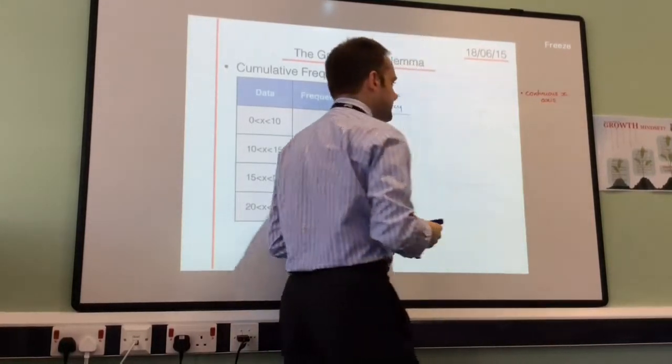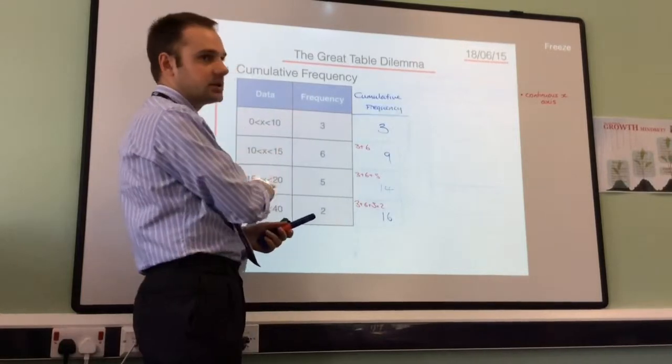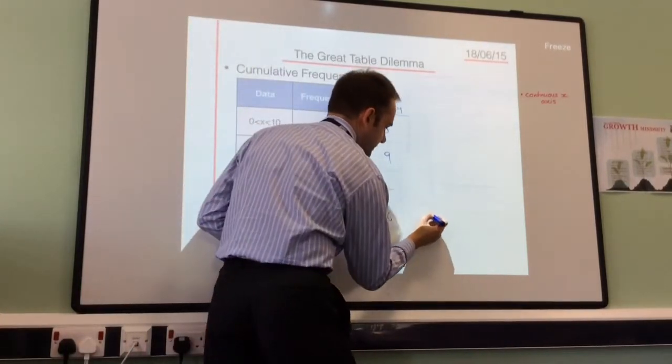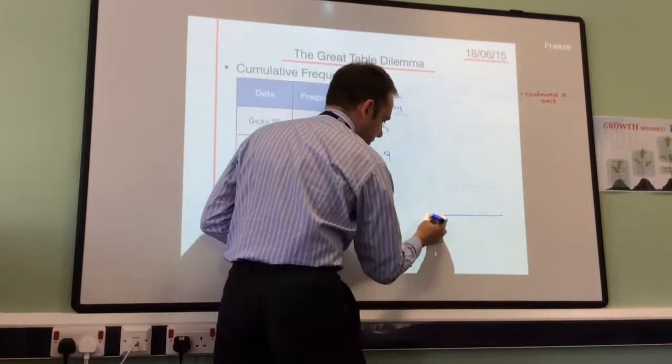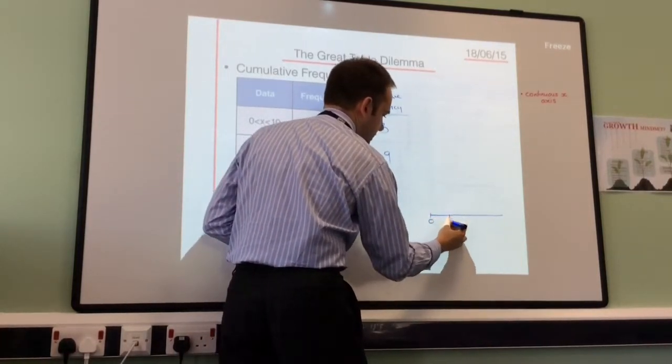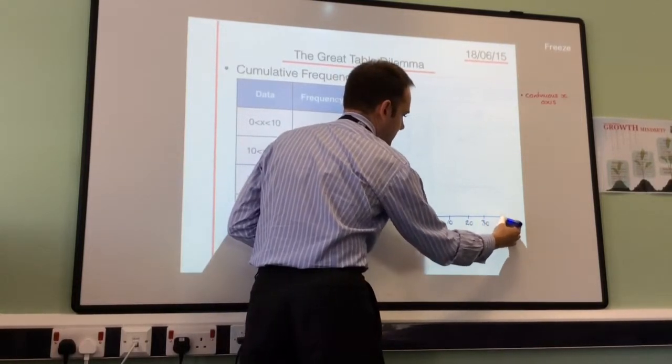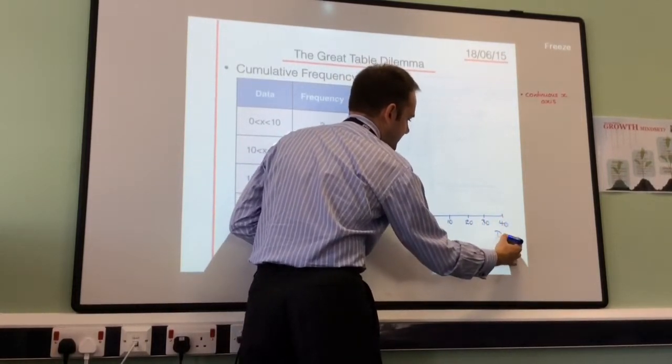What that means is the x-axis doesn't have classes on it, it's continuous. So it would look something like this. Obviously yours is going to look more beautiful than mine, but 0, 10, 20, 30, 40. This is my data axis.